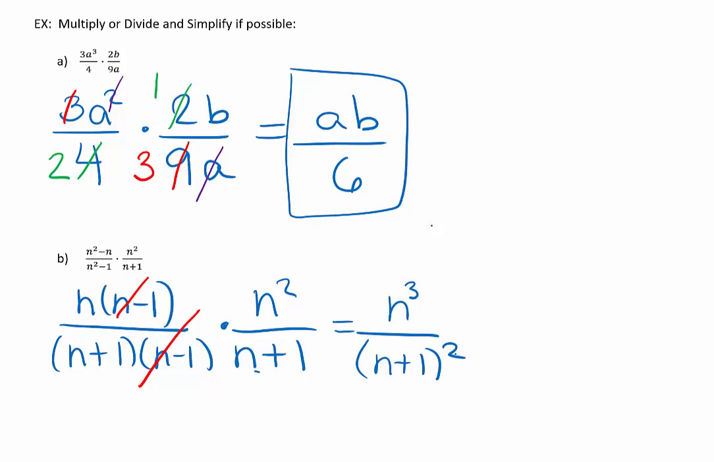So if I multiply straight across, n times n squared is n cubed, n plus 1 times n plus 1, I'm just going to write that as n plus 1 squared. There's no need to go any further with these problems. You can always leave your answers in factored form. All right, one more multiplication example. In this problem, we've got a lot of factoring to do.